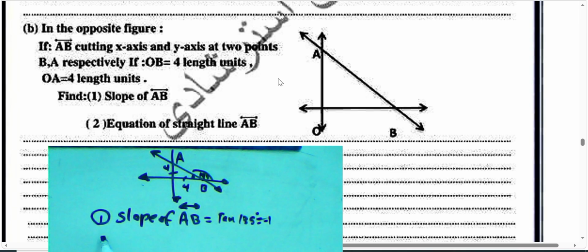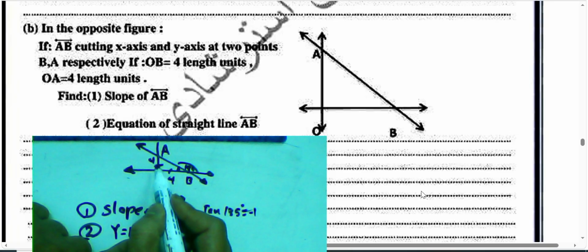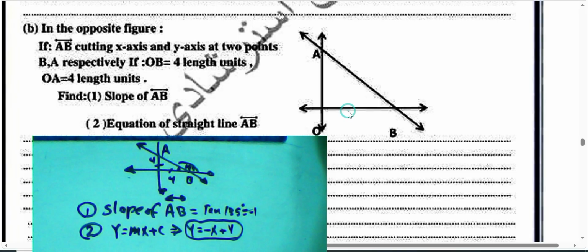And number 2, he wants to find the equation. The equation of straight line AB we can write here y equivalent to mx plus constant. So y will be equal to negative x, because m here is the slope equal to negative 1, plus the part cut here from the y-axis will be 4 parts. The equation will be y equals negative x plus 4. The equation of the straight line.